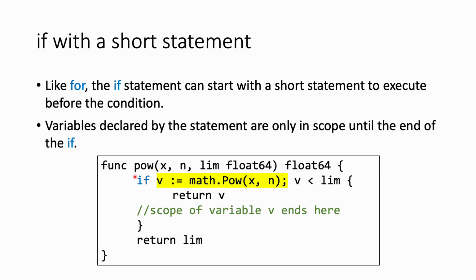Okay, so the variable v declared in this if statement has the scope within this if statement only. So if you access v before the if statement or after the if statement, you will get an error. And also when you have the short statement in the if statement before the condition, you need to separate it with the semicolon. So the semicolon should go after the short statement, so that you can separate that short statement from the condition.